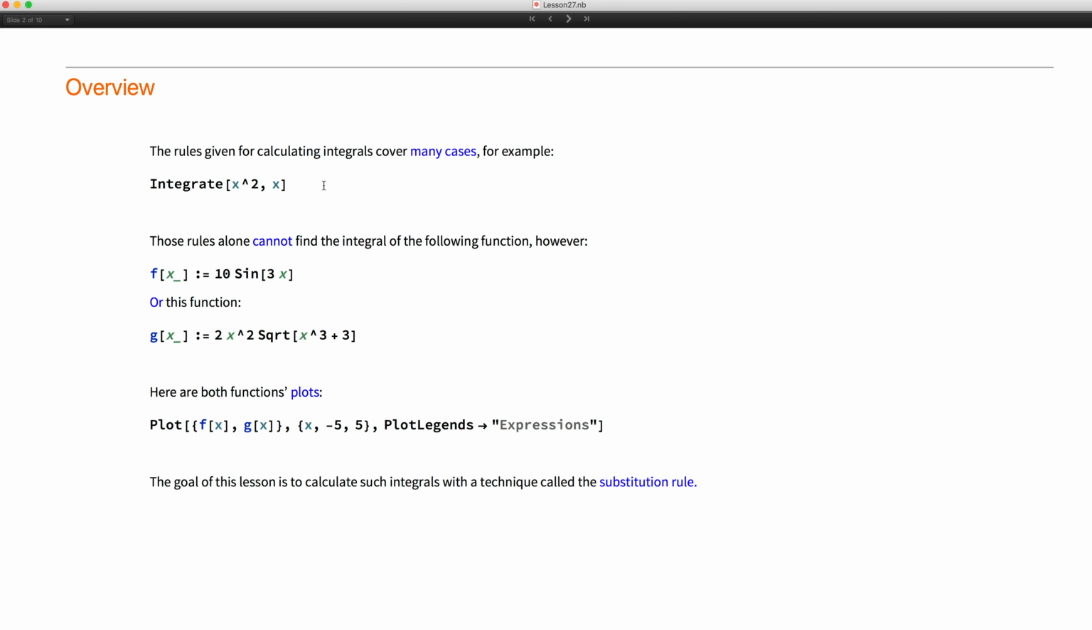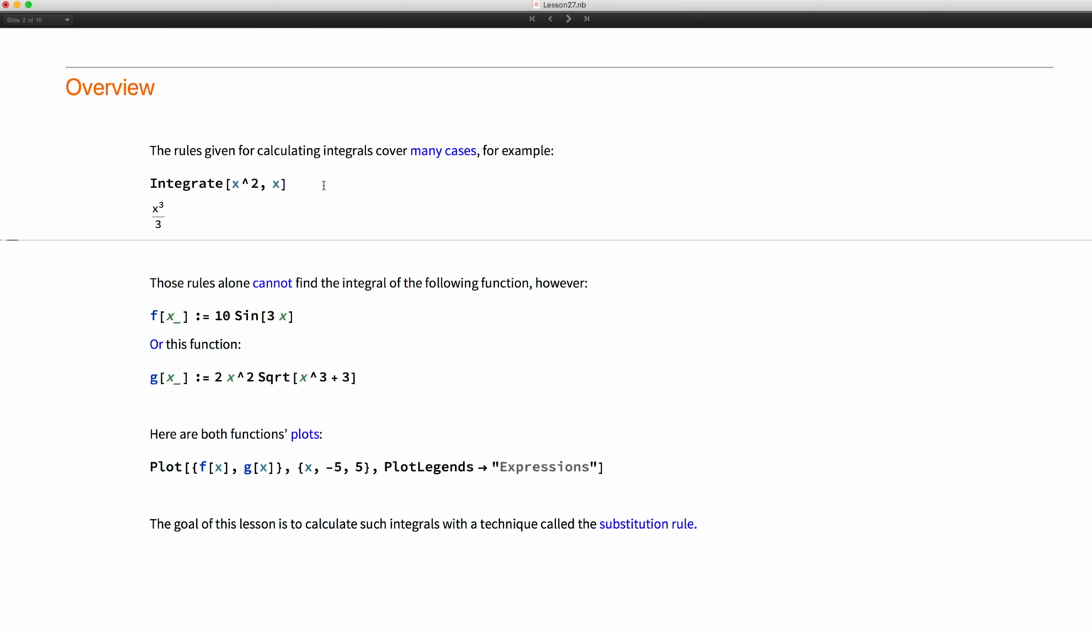In the last lesson, we talked about some rules for calculating integrals, and we learned a few simple rules. For example, we can now do the integral of x squared and get back x cubed over 3. So that's x to the power of a, giving you x to the power of a plus 1 over a plus 1, the power rule. But the rules we learned cannot help us in more difficult cases.